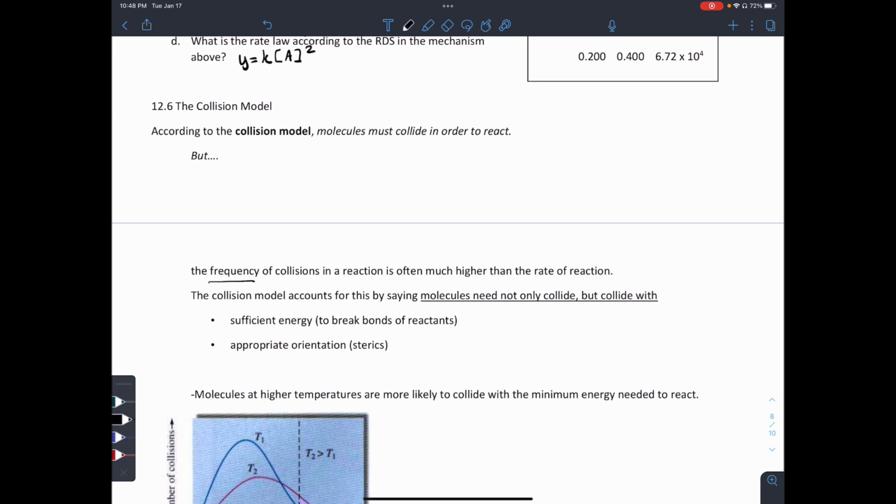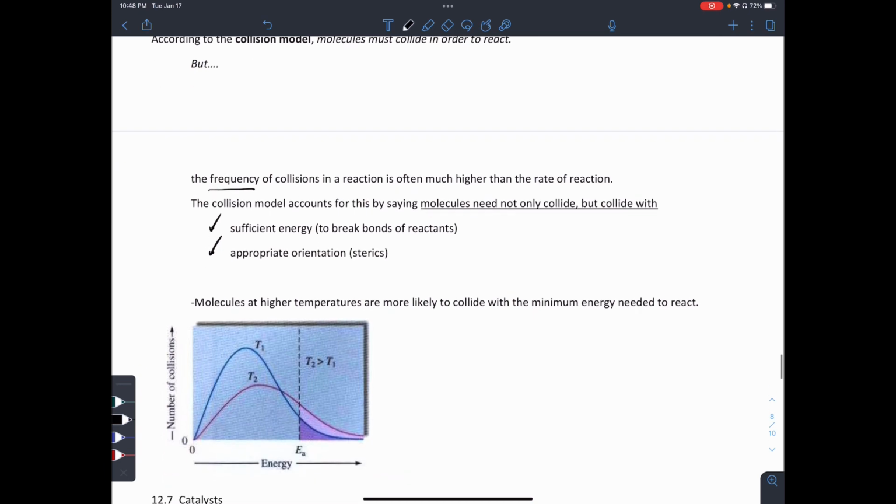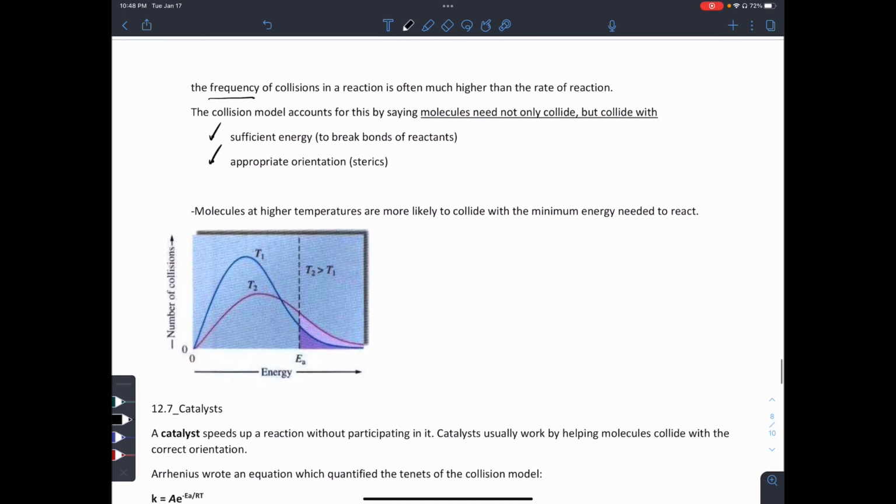The collision model accounts for this by saying molecules need not only collide, but they must collide with sufficient energy to break the bonds of reactants and appropriate orientation, also referred to as sterics. So these are kind of the last two concepts that we need to cover to end this chapter. So we did a POGIL worksheet on temperature and molecule movement.